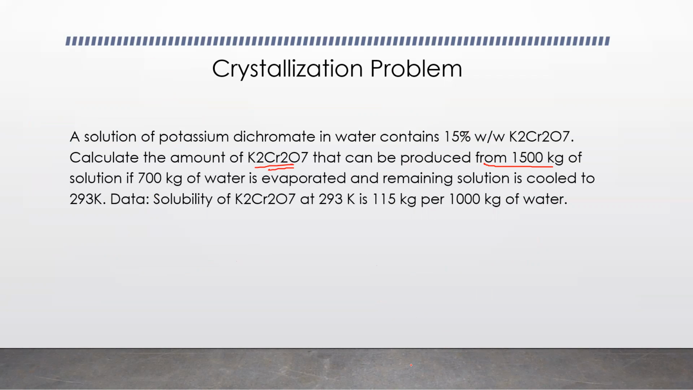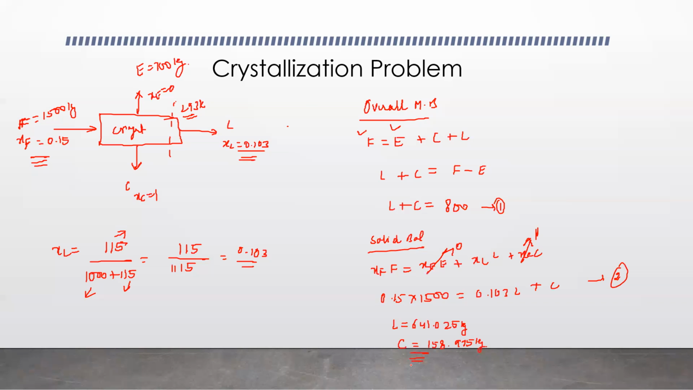So determine the amount of K2Cr2O7 that can be produced. So you have the crystal weight, right? So that's your crystallization problem. So hope you people could recollect whatever we had done in crystallization. And if you could not solve this problem, then please go back to the crystallization video and try to revise that topic once again.